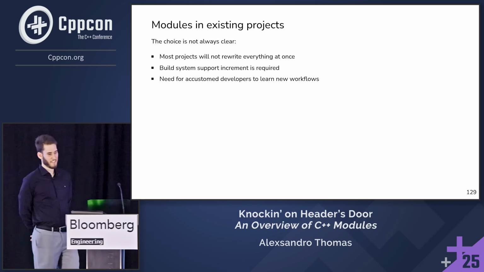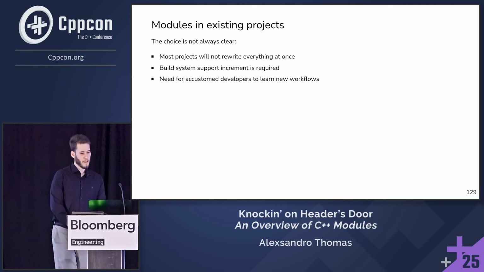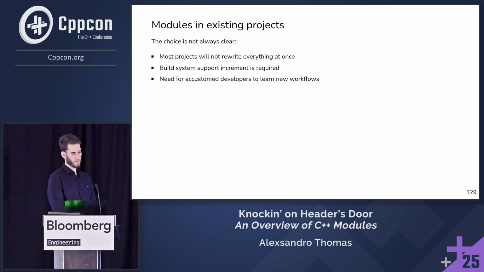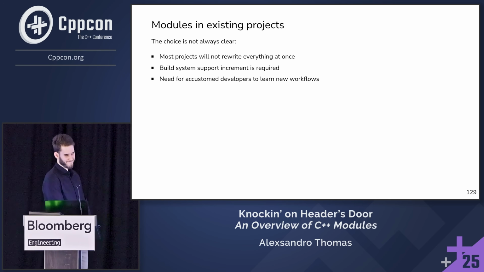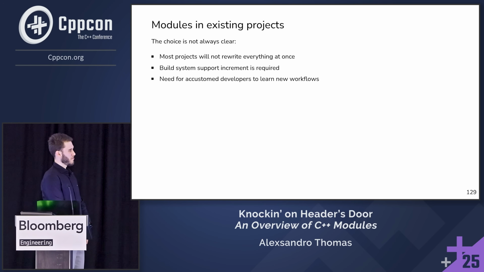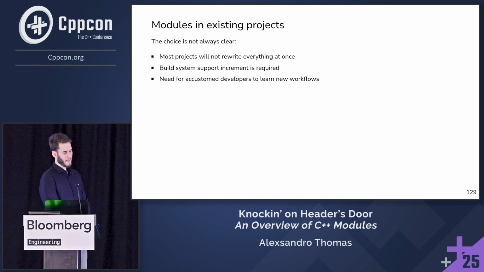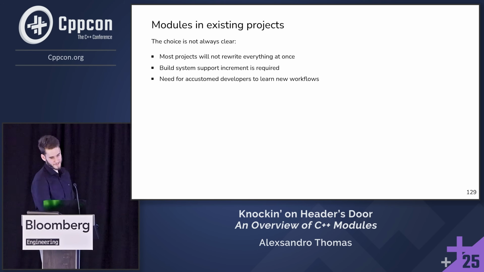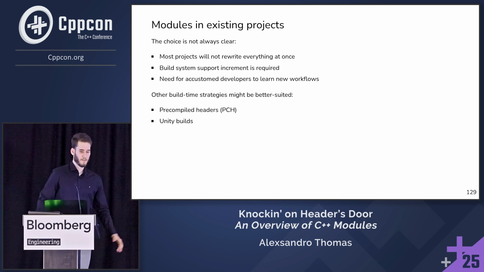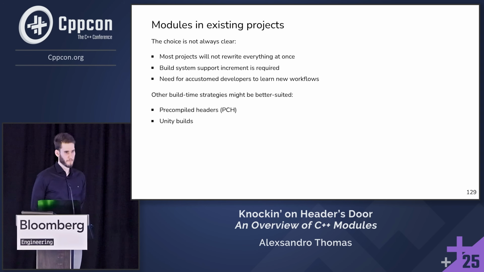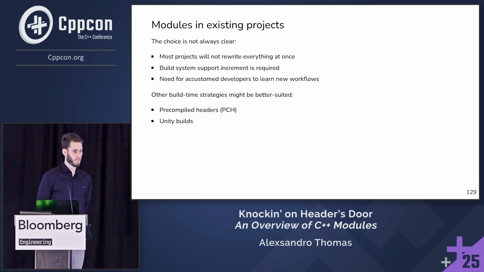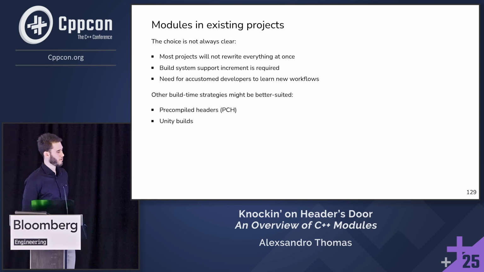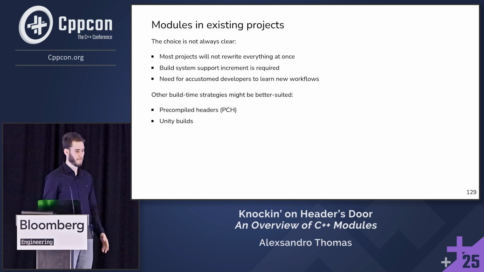But the choice isn't really always clear for existing projects. Most projects will not really rewrite everything at once, and the build system support increment will be required. So if you have a very complicated CMake system, it might be very difficult to get everything to work. And also you need to get all of your lazy developers in your company to learn this new type of library, so, well, that might be difficult. And there are other build time strategies that might be better suited for your project in specific, so you should probably take a look at precompiled headers or Unity builds if you just want to get some good build benefits, but without having to change anything about your code.